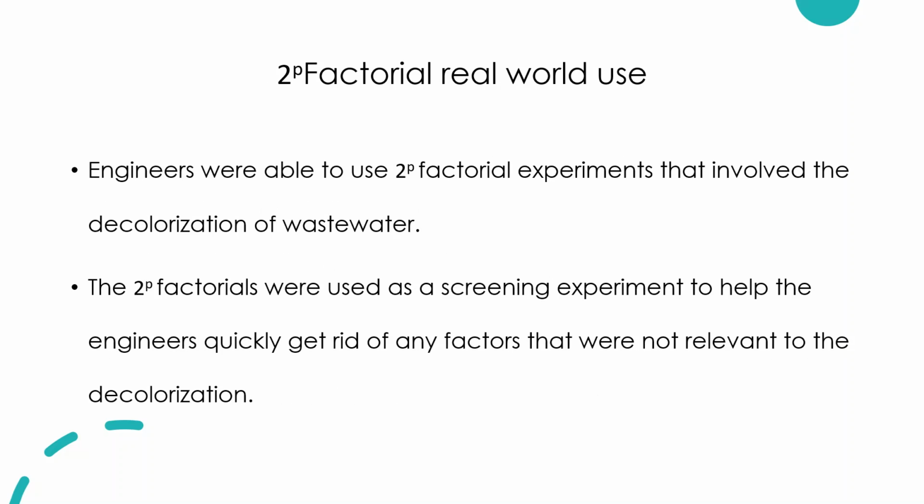2^p factorials were used in an experiment where engineers were trying to figure out the decoloration of wastewater. The factorial experiment was used as a screening experiment to help these engineers quickly get rid of any factors that were not relevant to the decoloration.